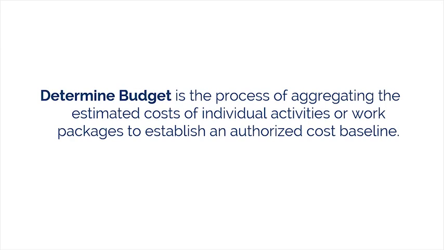In other words, at the control account level and then all the way up to the total project level to establish an authorized cost baseline. This baseline will now be used to monitor and control project performance. Think about how accurate your budget will be by going through this detailed process. Amazing, isn't it? Let's now look at the key ITTOs for this process.